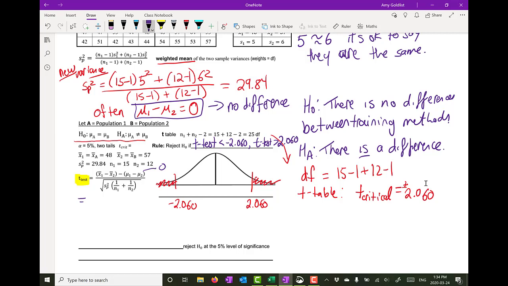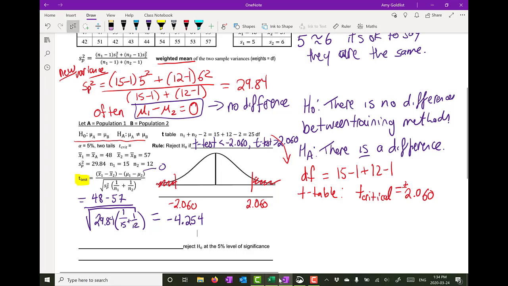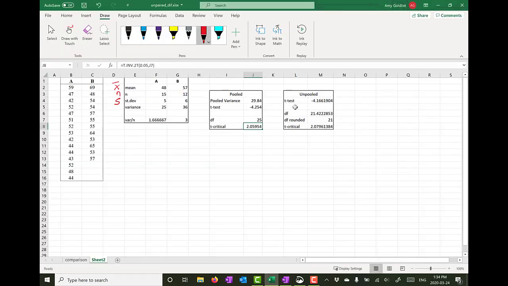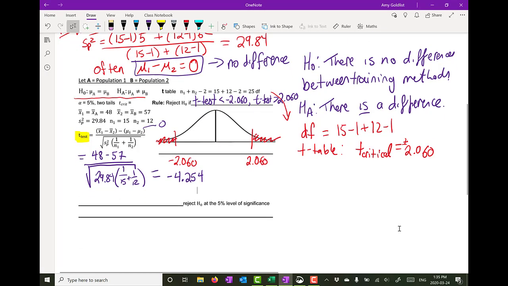So we end up with the difference of the two means, which is 48 minus 57, over the square root of that pooled variance we got, 29.84, times 1 over 15 plus 1 over 12. Again, we can put that through a calculator to get negative 4.254. Another way to do this is to use this exact formula to come up with the answer using Excel. So what do we have? Let's put that in. That's our test statistic.